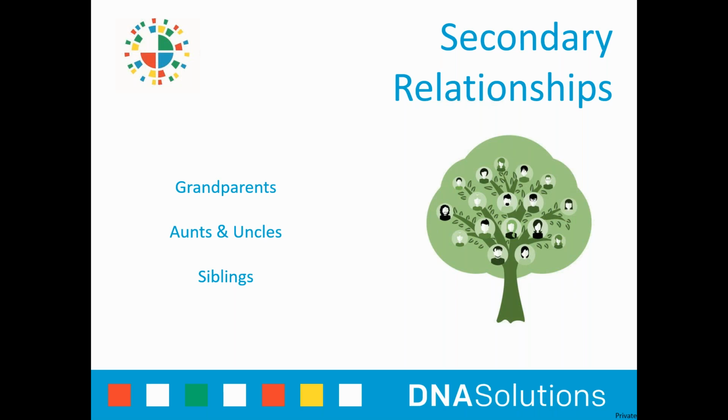Secondary tests are those for grandparents, aunts and uncles, siblings. We can sometimes go further than secondary relationships, but often we need some intermediate people. So you can go out to cousins sometimes, but you might need extra people in the tree to give that some more power.